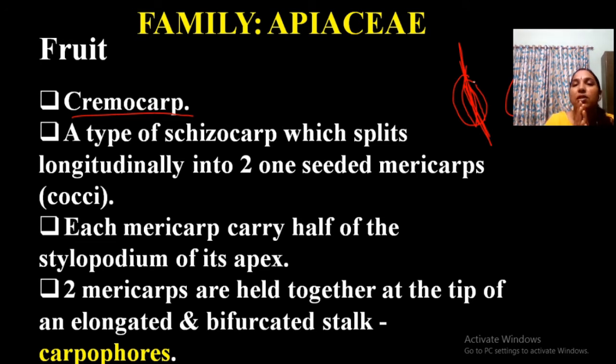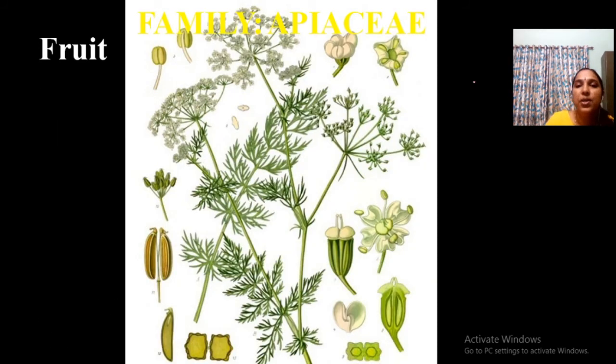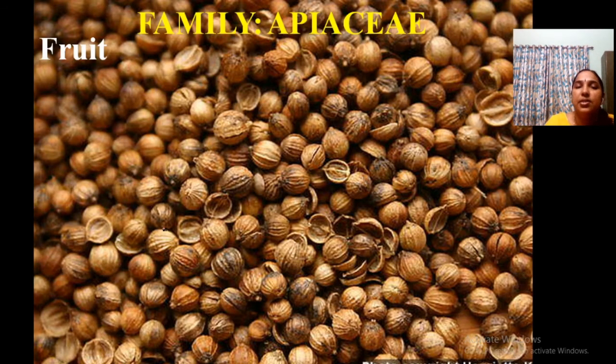Clear? So the fruit, known as a cremocarp, splits into two halves and both halves contain one seed. Each half is known as a mericarp, and in each half a portion of the stylopodium is left. The breaking is through a structure known as the carpophore. So this is a very, very important fruit in Apiaceae. Now see the picture again. This is the fruit and the carpophore, and you can see the portion of the stylopodium left on both sides while breaking.